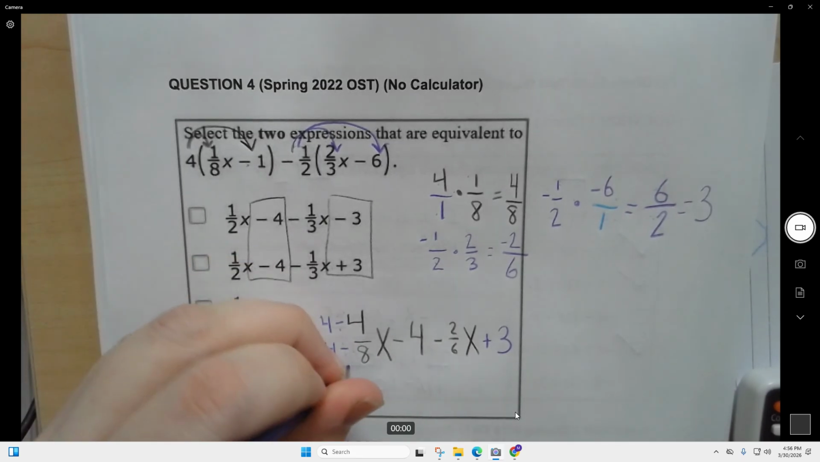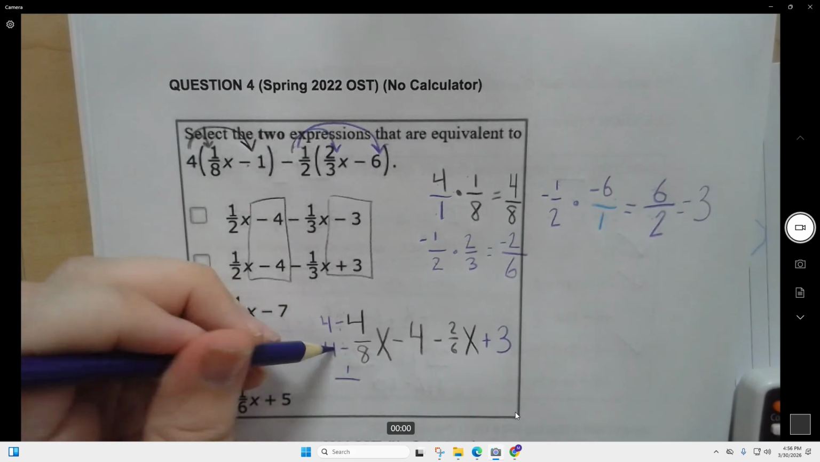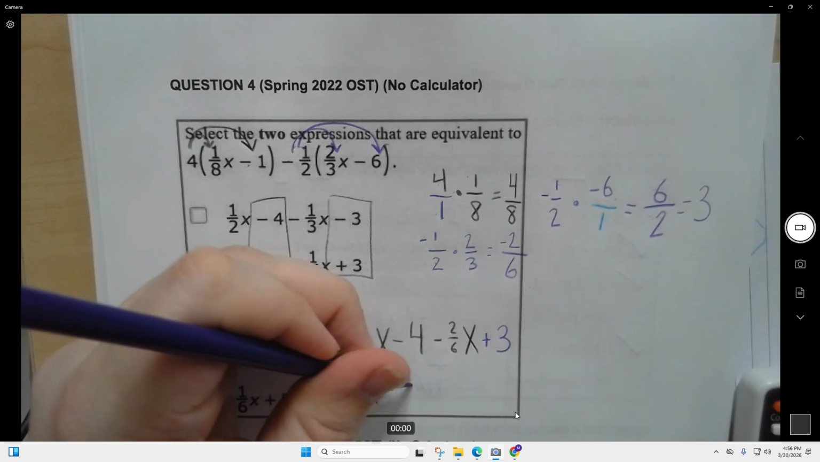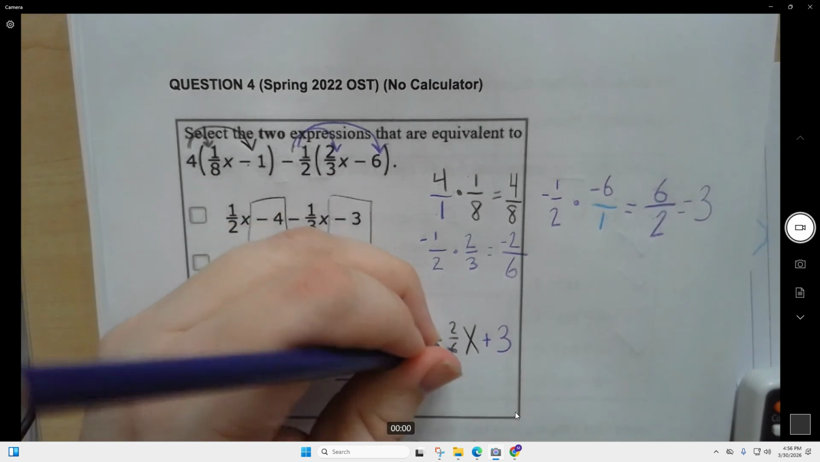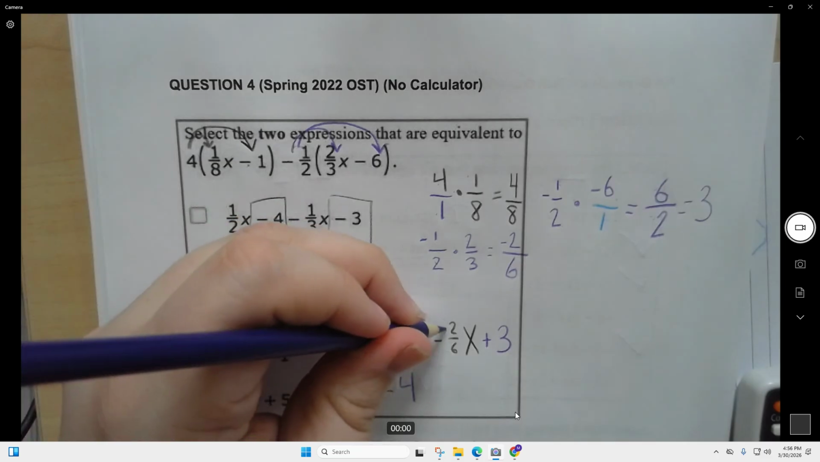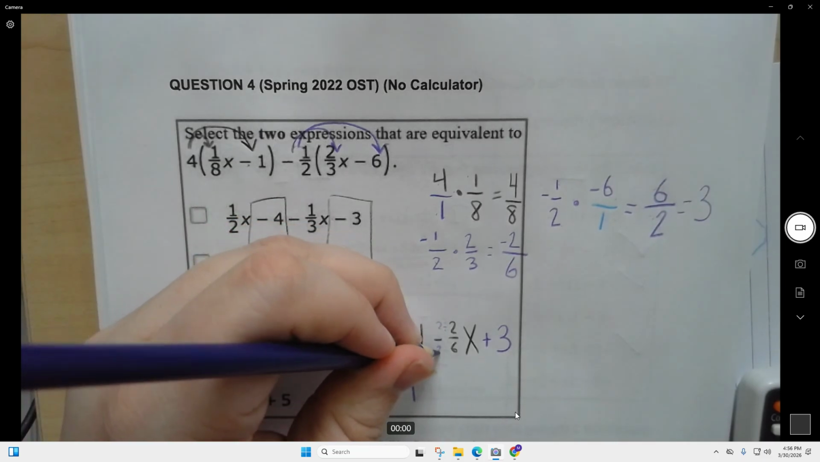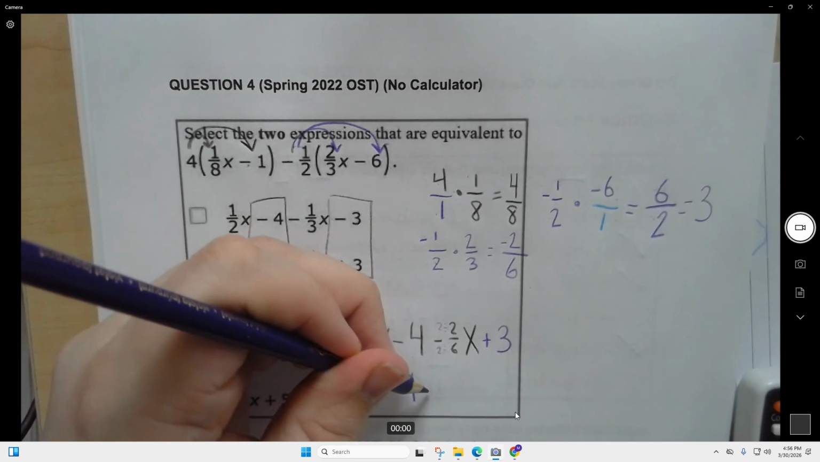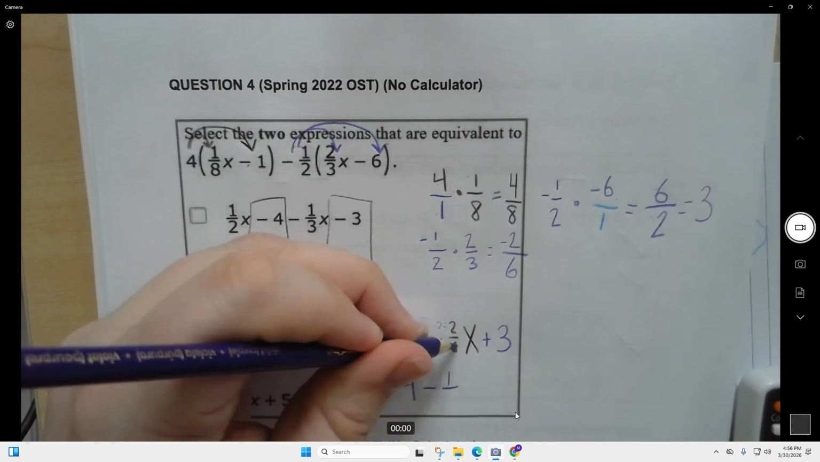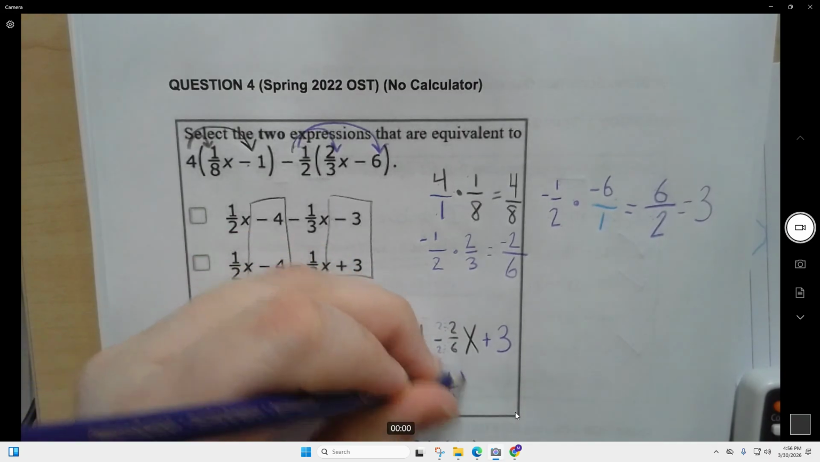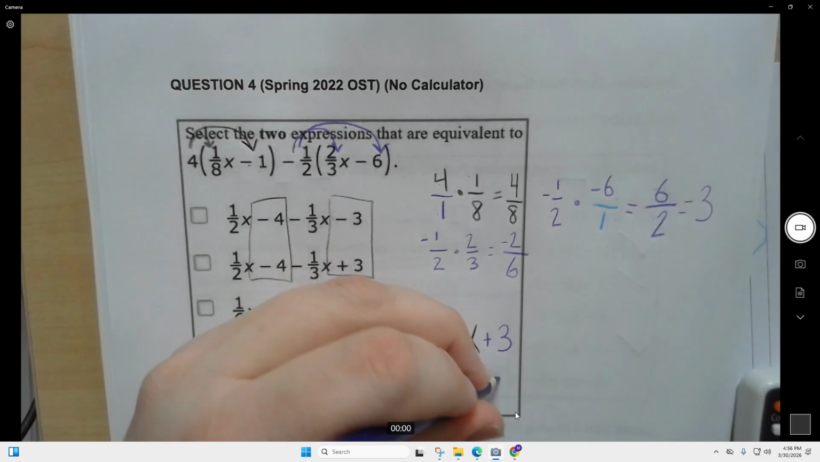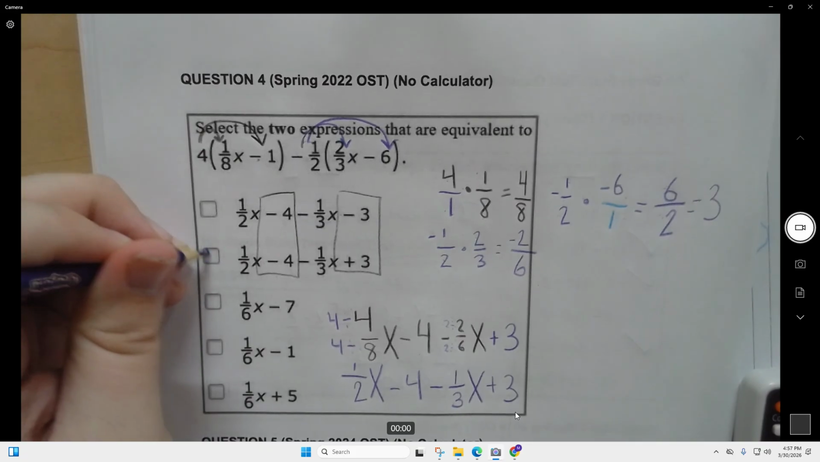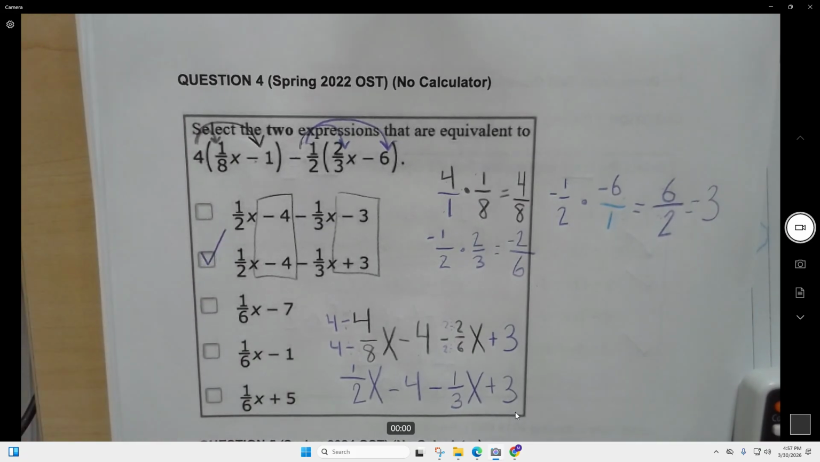4 divided by 4 is 1, and 8 divided by 4 is 2. 1/2 x minus 4. Same thing here. These are both even numbers. These can both be divided by 2. 2 divided by 2 is 1. 6 divided by 2 is 3. X plus 3. Now we check, does this match one of our answers? What do you know? It does. It matches this one. All right.